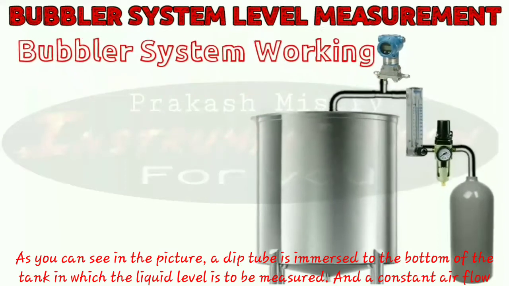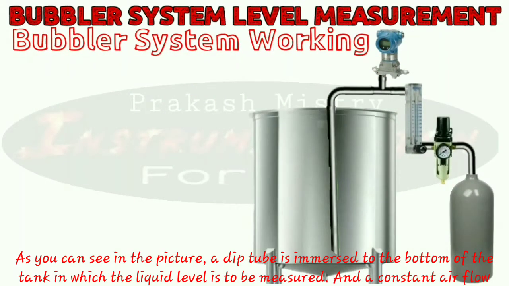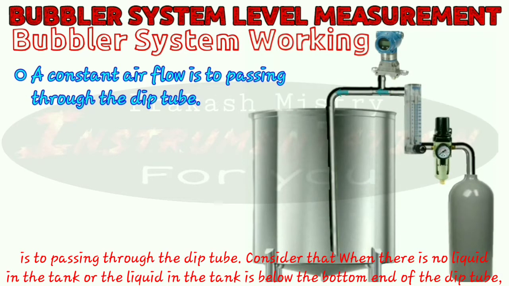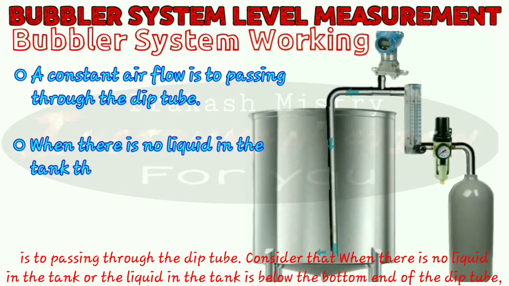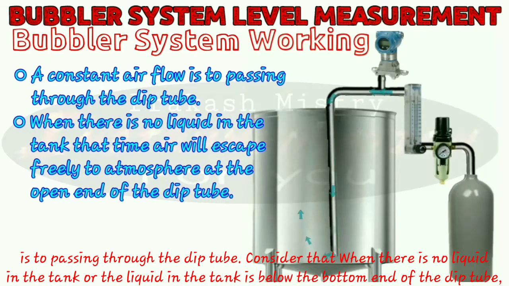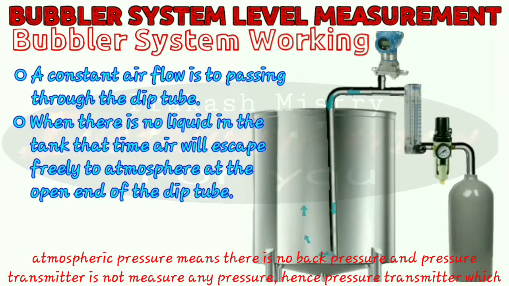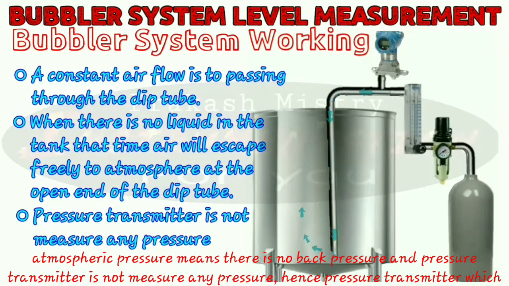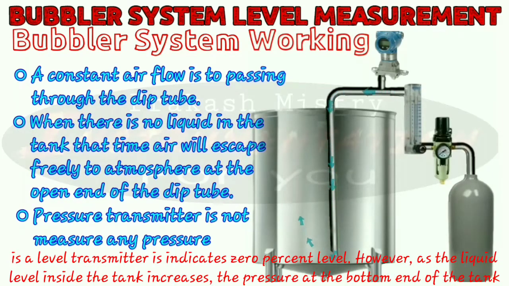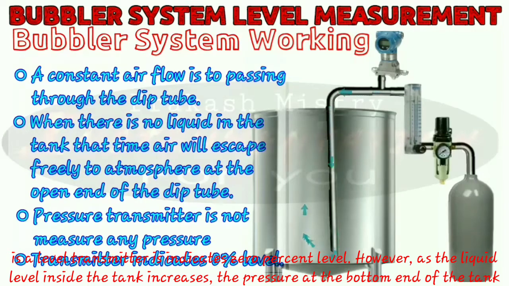As you can see in the picture, a dip tube is immersed to the bottom of the tank in which the liquid level is to be measured, and a constant airflow is passing through the dip tube. Consider that when there is no liquid in the tank, or the liquid in the tank is below the bottom end of the dip tube, then at that time air will escape freely from the open end of the dip tube to the atmosphere. Therefore, the air pressure inside the dip tube will be at atmospheric pressure, meaning there is no back pressure, and the pressure transmitter does not measure any pressure. Hence, the pressure transmitter, which is a level transmitter, indicates a 0% level.